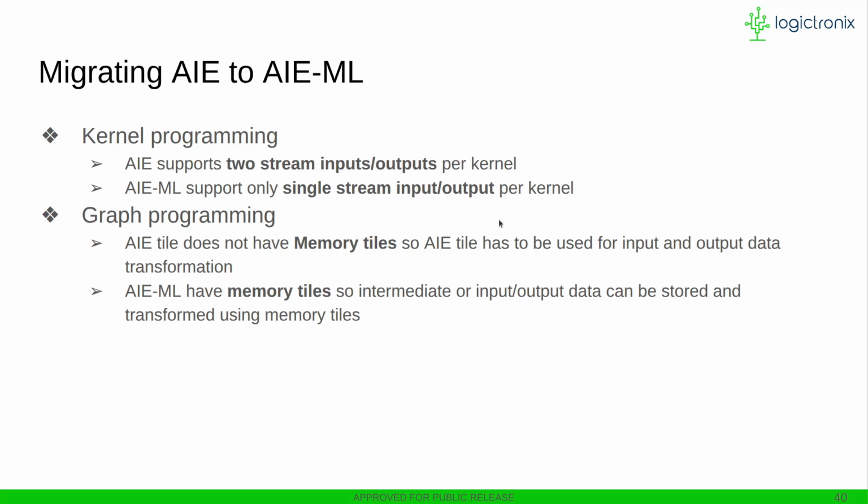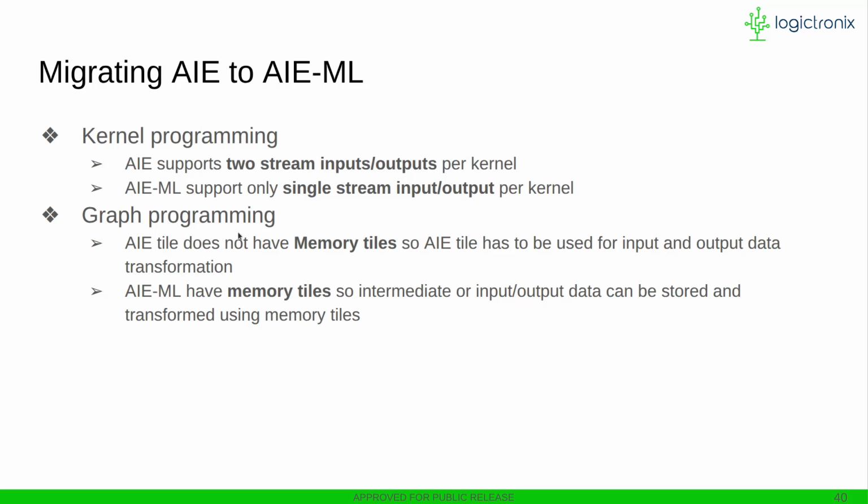Okay, next we'll look into the difference between AI engine and AI ML architecture, and how to migrate from one to another. For the kernel programming part, one of the most important is the number of stream interfaces. AI engine supports 2 stream inputs and outputs, but AI ML only has a single stream input and output. So you have to combine these 2 streams into a single stream, or flatten this stream to a single stream, to process it in the AI ML.